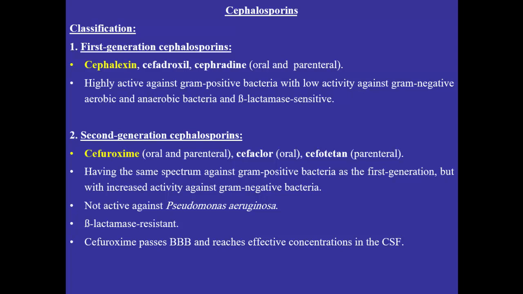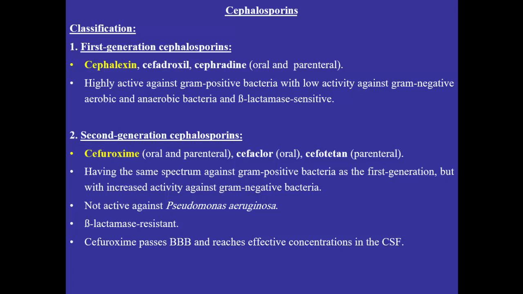First generation includes cephalexin, cefadroxil, and cefradine. They are acid stable, so they can be given orally. They are highly active against gram-positive bacteria with low activity against gram-negative aerobes and anaerobes, and so they have a narrow spectrum. They are beta-lactamase sensitive, easily destroyed by beta-lactamase, and so they can't treat infections by beta-lactamase producing bacteria.